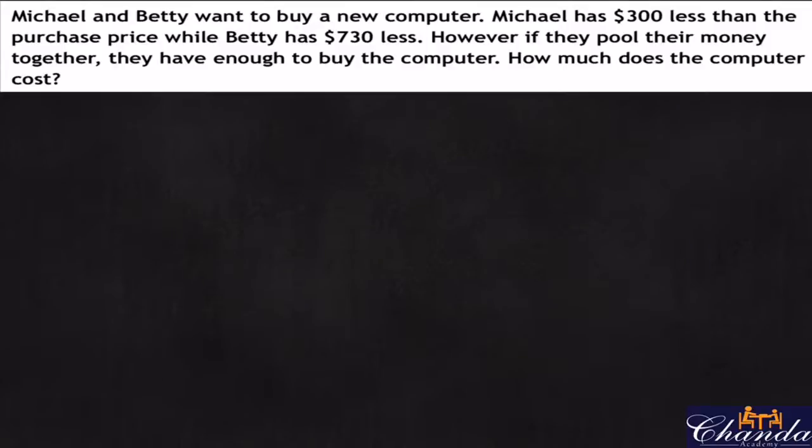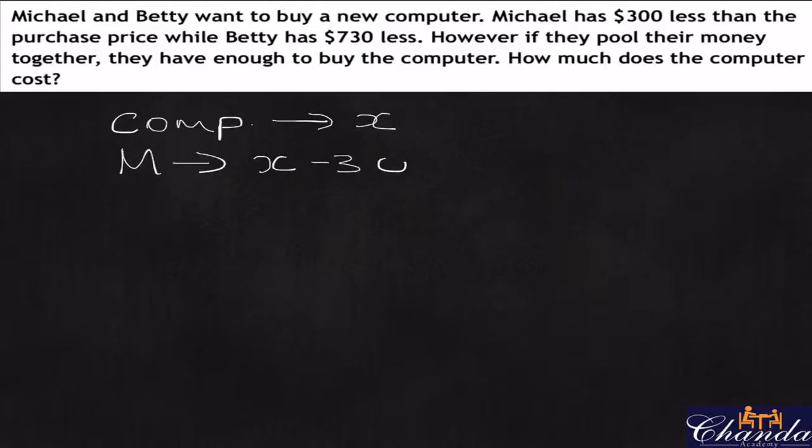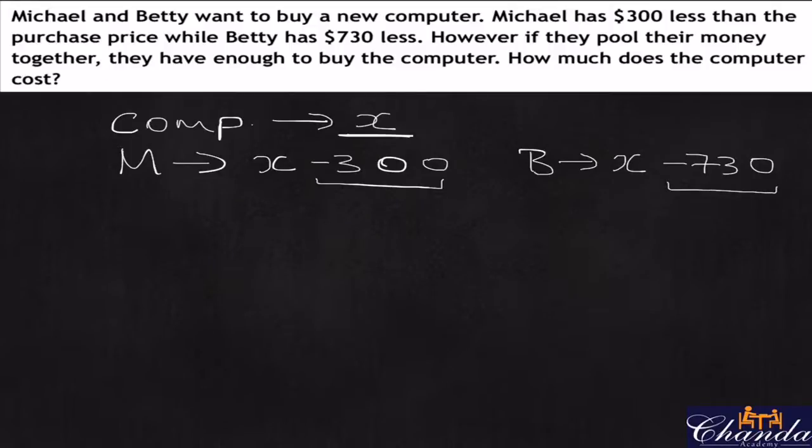Alright, so once again, let's denote a letter to the cost of the computer. So the computer cost can be, let's say, X dollars. So Michael has $300 less than the amount for the computer. So it's X minus 300 is how much Michael has, while Betty has $730 less for the computer. So X minus 730 is how much Betty has. Because remember, the cost of the computer is X dollars. Michael has $300 less, which is simply minus 300. Betty has $730 less, which is simply minus 730.